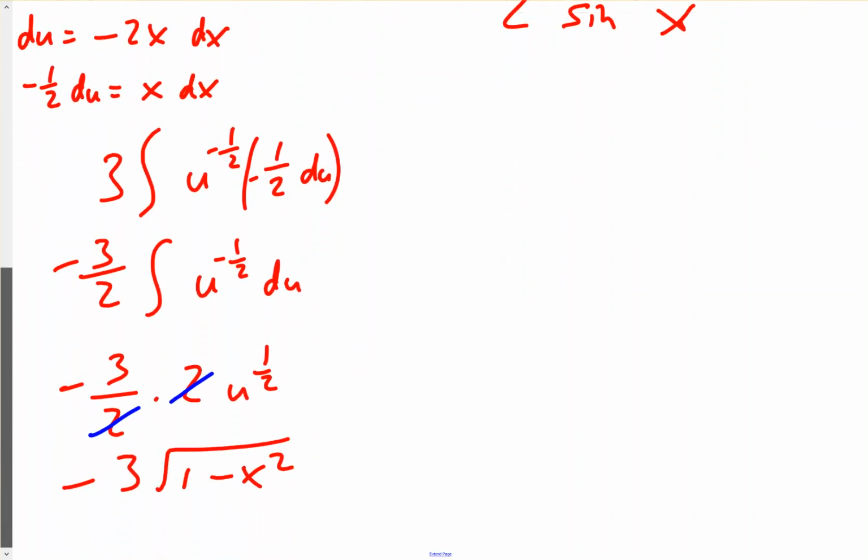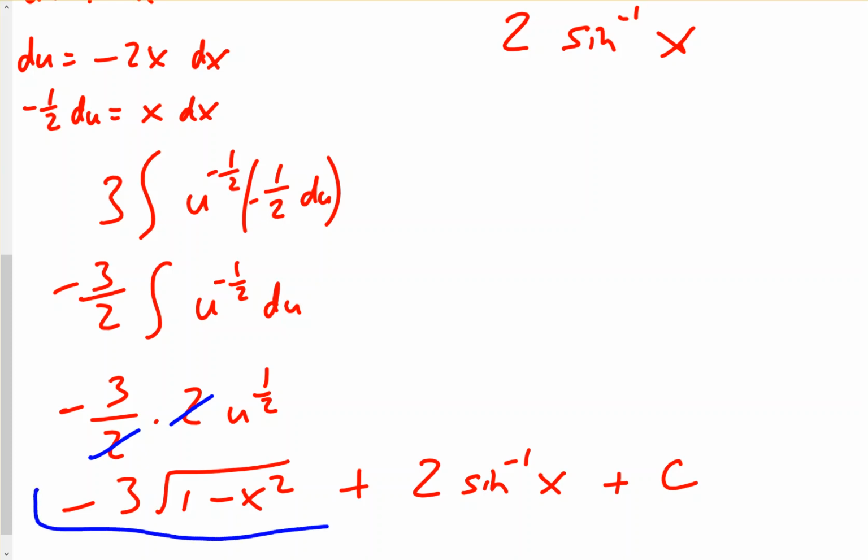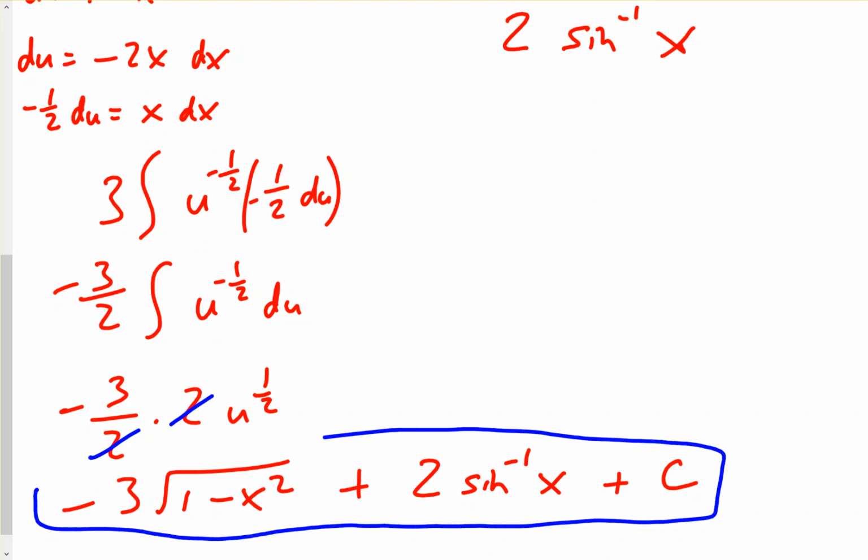Okay, so let me now combine that one with what I have here. So I have -3 square root 1 minus x squared plus 2 inverse sine of x, and then plus c. Okay, so that would be the final answer for the whole thing. It's important to know how you could split apart the integral, and then you're basically doing 2 integrals, and then you're combining the answers at the end.